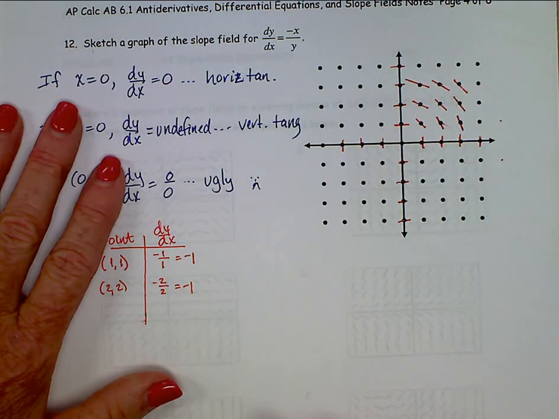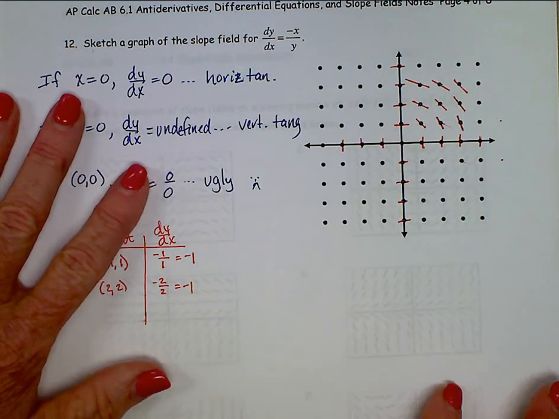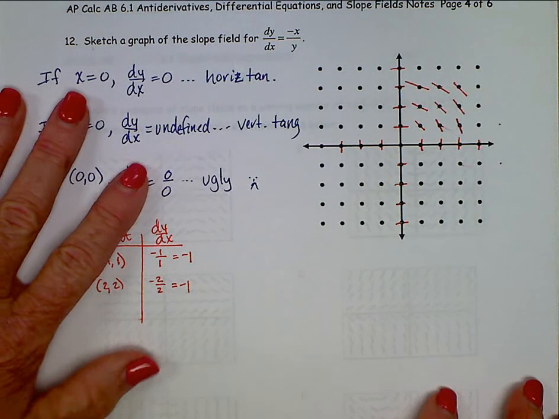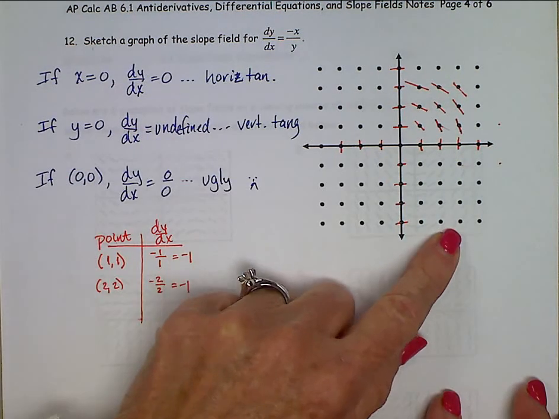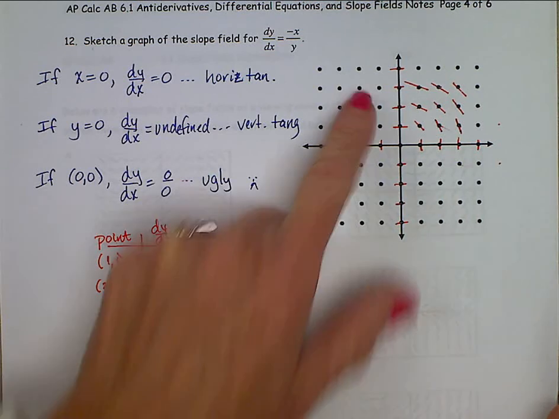You guys pause the video, seriously pause the video, and go draw in the second, third, and fourth quadrants. I mean it. Pause the video and go draw in those slopes.